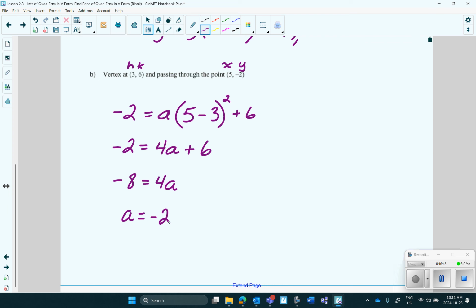So you've got the 3 pieces you need, a, h, and k. So your final answer, not using y and x anymore, not using numbers for them, y equals a, -2, open parentheses, x minus h, which is 3, squared, plus k, which is 6. Does it open up or down? Thought I'd throw in an extra question.